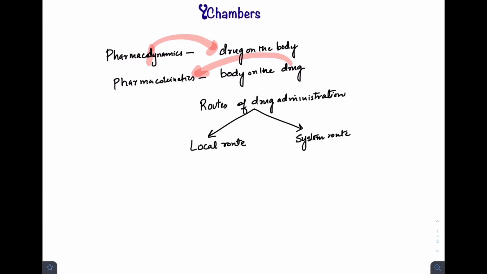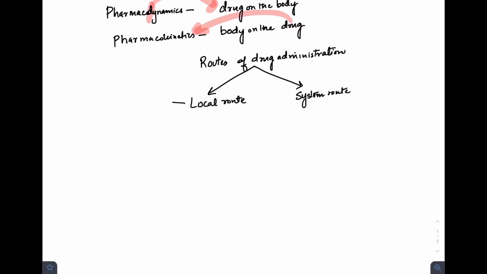So first we would look into the local. Local can be further divided into three. Local routes can be of three types. Broadly, we are classifying them. That is, the first one is the topical route. Topical route means when you are administering a drug to the skin or it can be mucous membranes.